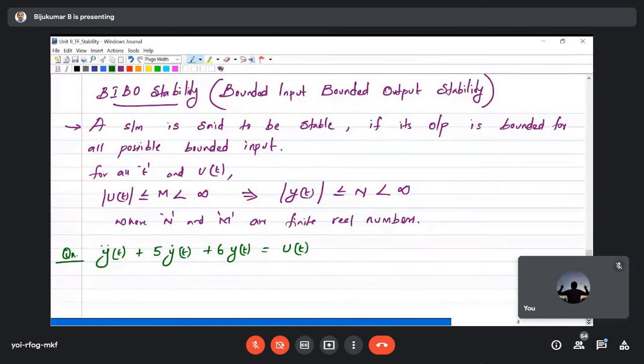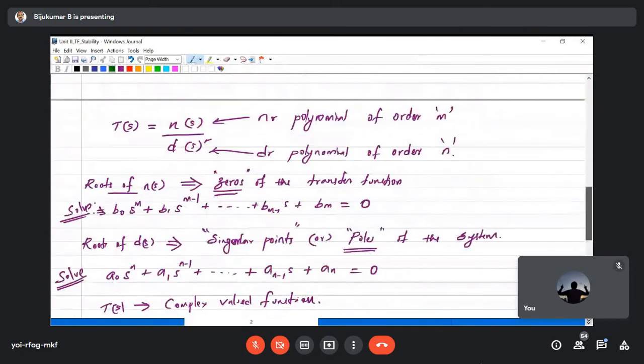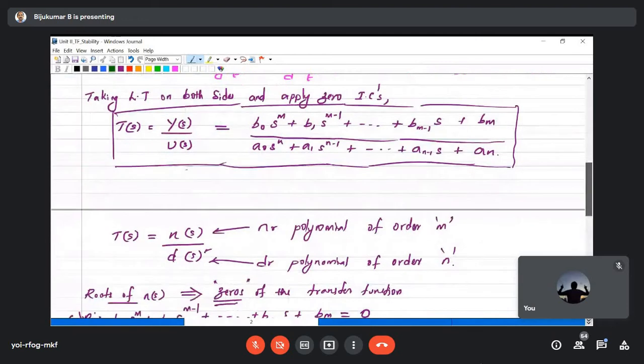And one more point I have to tell here. m is the numerator polynomial order, and n is the denominator polynomial order, right? So if n is greater than or equal to m, we call it a proper transfer function. Please keep this in mind; you will see it later. If n is greater than m, we call it a strictly proper transfer function.